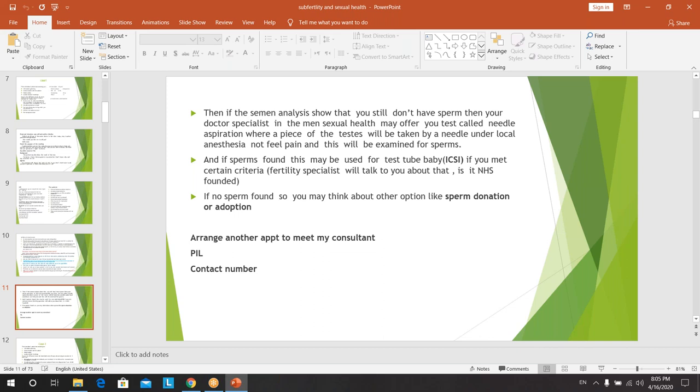You will not tell him ICSI by name. You will tell him test tube baby, and the fertility specialist will decide whether it can be done by simple test tube baby IVF or by the ICSI modality. Because what I know is that ICSI could be used if the sperm is very low quality, like low motility, and also there is a morphology problem, which is called teratozoospermia, very severely affecting the quality. Then ICSI. But my question is, with the needle you will take the sperm, but can we tell him that then we can do IVF?